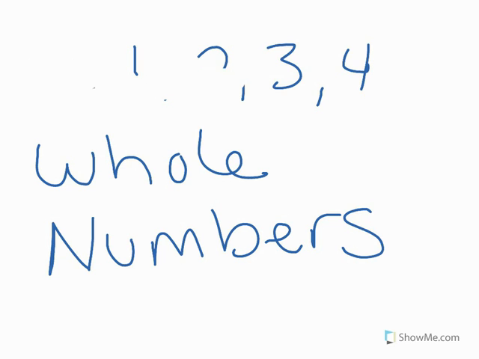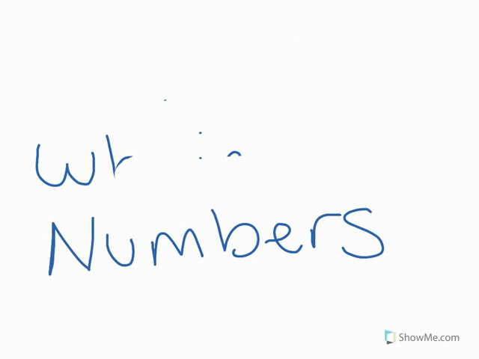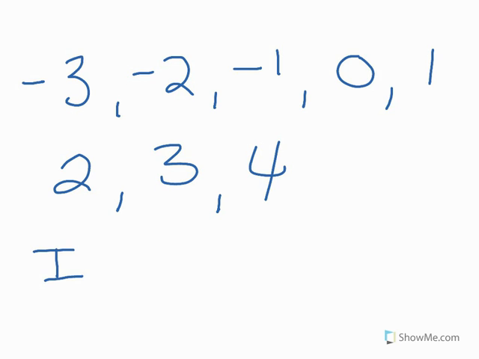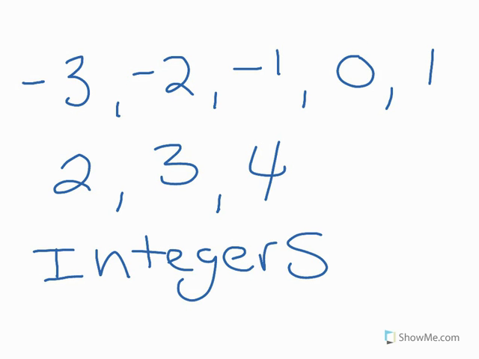Okay. Now we'll talk about integers. Integers have everything that whole numbers have, yet they include negative numbers. So they can be numbers like -3, -2, -1, 0, 1, 2, 3, 4, and so on and so forth. Integers are positive and negative numbers that you count with and include 0. So those are our integers.